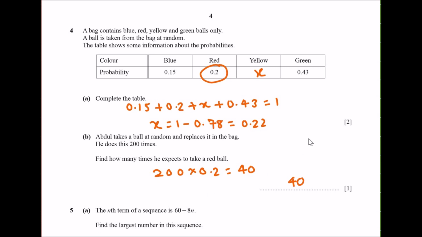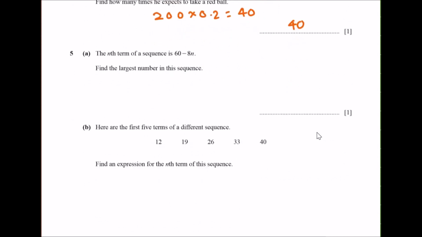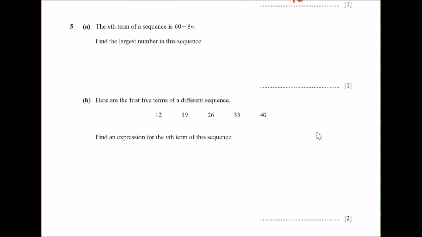Okay. Now let's go to the next question. The nth term of a sequence is 60 minus 8n. Find the largest number in this sequence. As you can see, n is associated with 8, which is negative. So we have to find out the largest value.